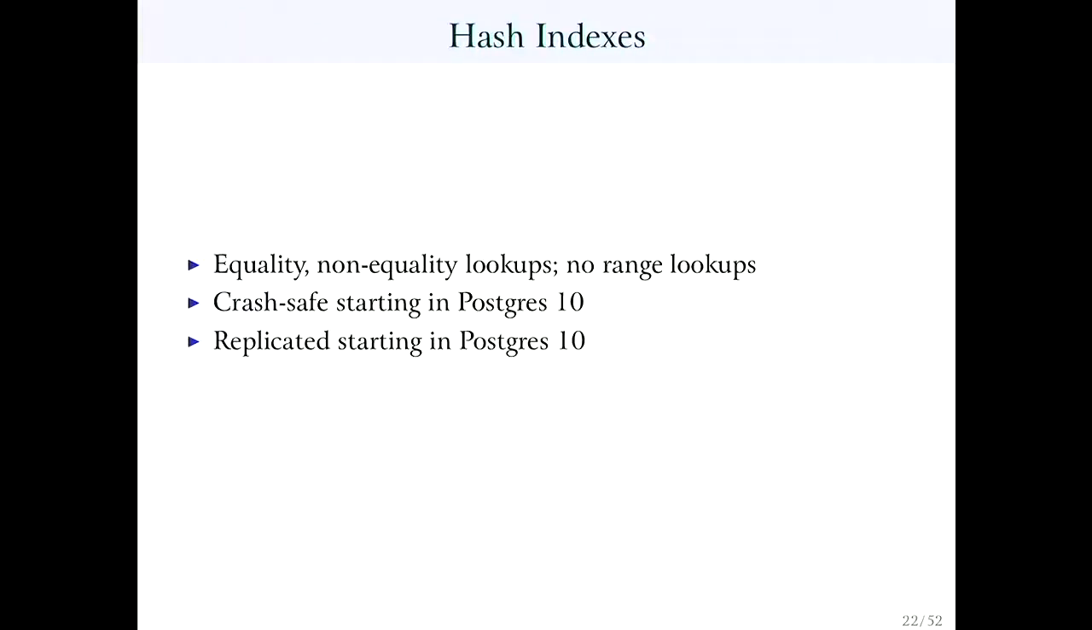Hash indexes, we have improved those in Postgres 10. I don't have to embarrassingly say boo like I did. I used to have a boo slide for this. So again, hash indexes, very good for equality. Doesn't have any non-equality lookup, no range lookups, but again, crash safe, replicated. The B-tree is so fast, I'm not sure when hash is a win.